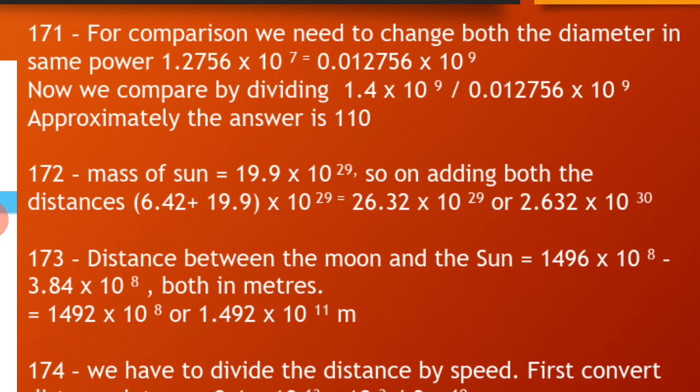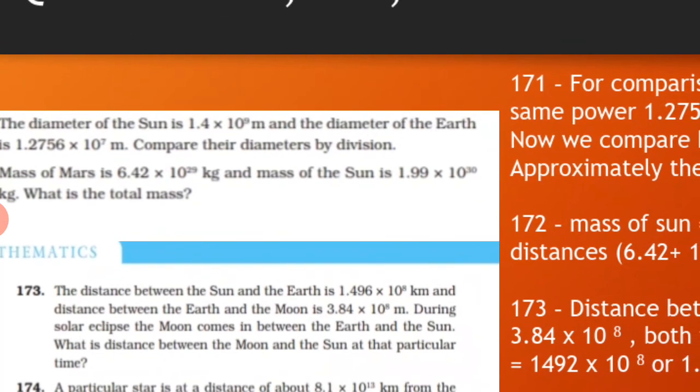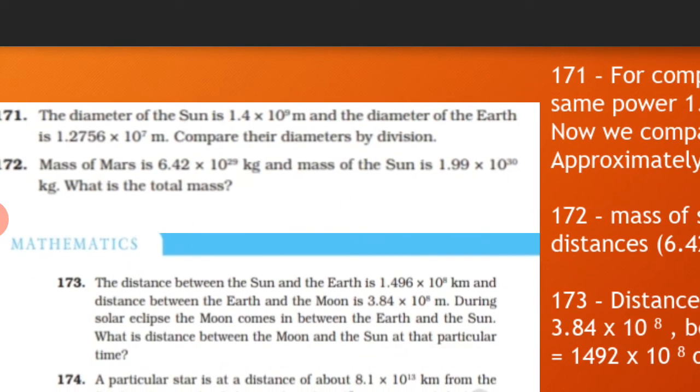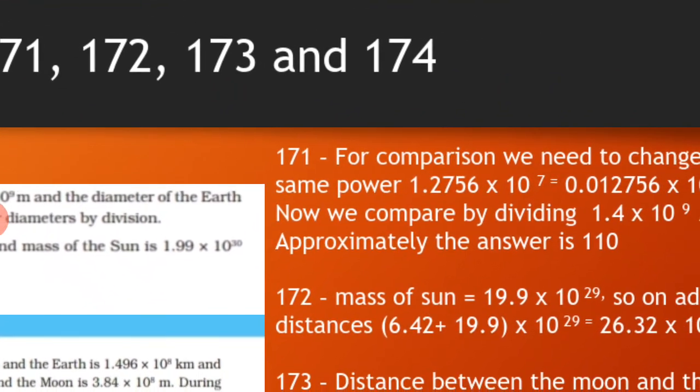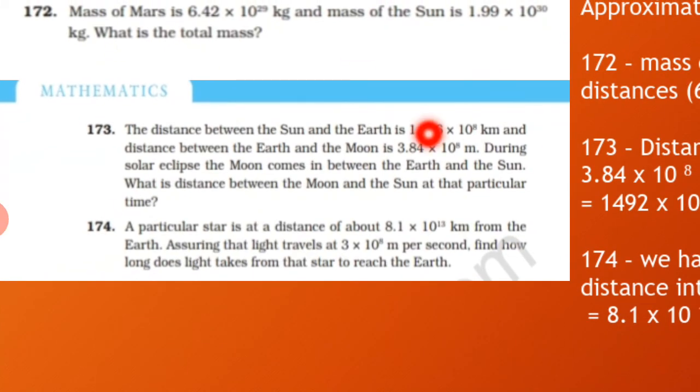And when you divide 1.4 by 0.012756, it will actually come approximately to 110. That means the sun's diameter is actually 110 times of the Earth's diameter. Okay, it's 172.